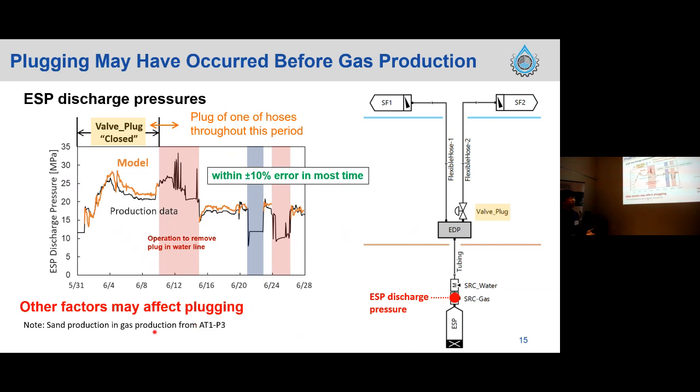So this may suggest that other factors may affect plugging. As I mentioned, much sand was produced from 81P3 prior to this production. So some sand may have accumulated or remained in the line, and this might have been a trigger of the plugging, although this is just a possibility at present.